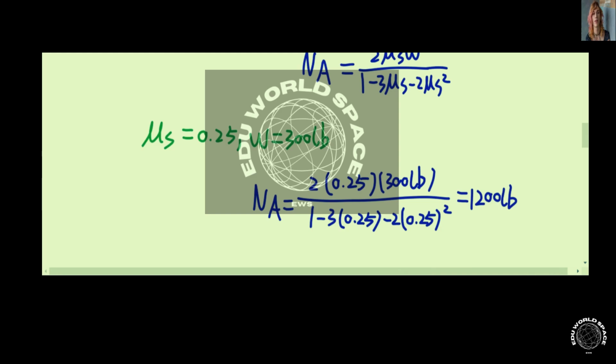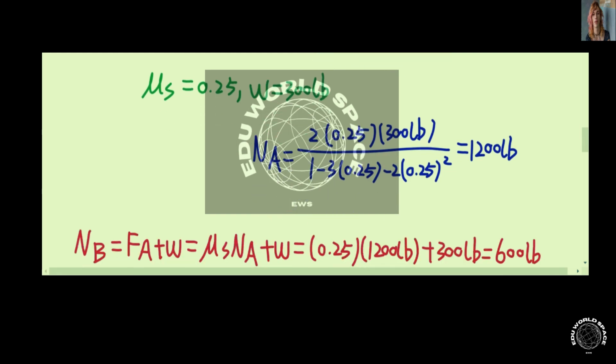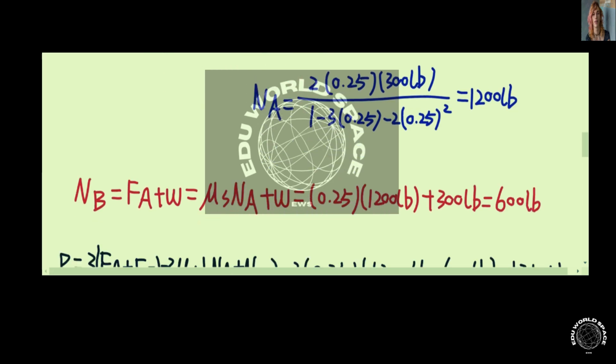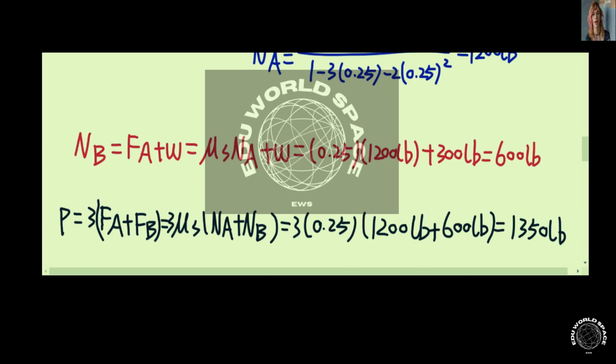So now we can determine the normal force at point B, which is equal to Fa plus W, and Fa is equal to mu s Na. So we have mu s Na plus W is equal to Nb. If we plug in the values, we'll have 0.25 times 1,200 pounds plus 300 pounds, and this is equal to 600 pounds.